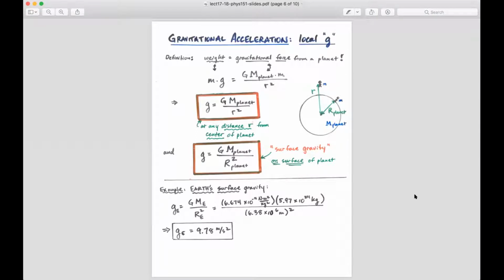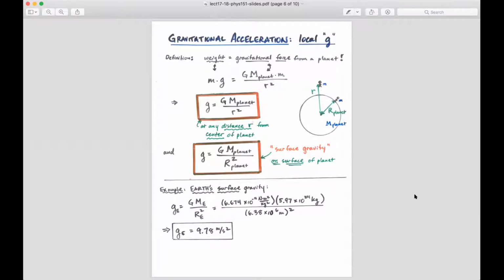So that was Newton's law of universal gravitation. That is the basic theory that helps us calculate the strength and direction of the attractive gravitational force between any two masses. So now let's look at one application of that, and that is to figure out what the weight of an object is on any generic planet.